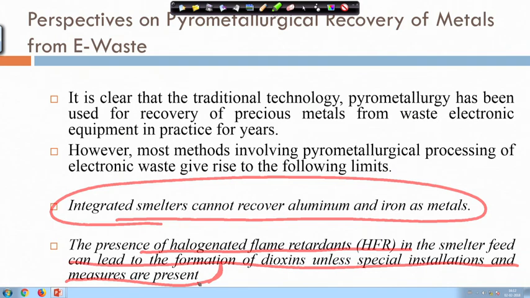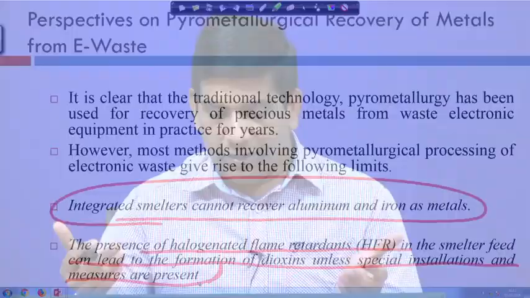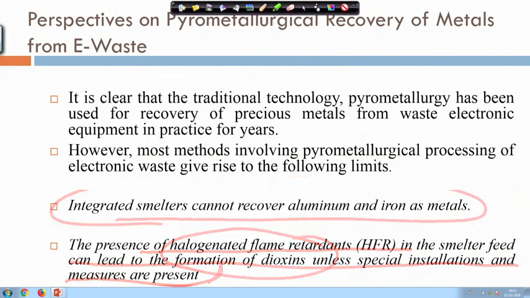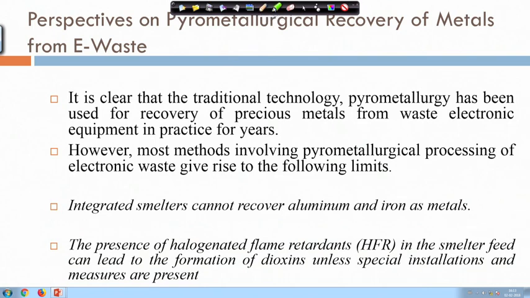And if you are an environmental engineer or even a chemical engineer, we can try to look at how to get rid of these halogenated flame retardants in the smelter feed, so that we don't have the formation of dioxins. And if there is a formation of dioxins, how to manage it, how to control it. My environmental engineering student friends should focus on that aspect.